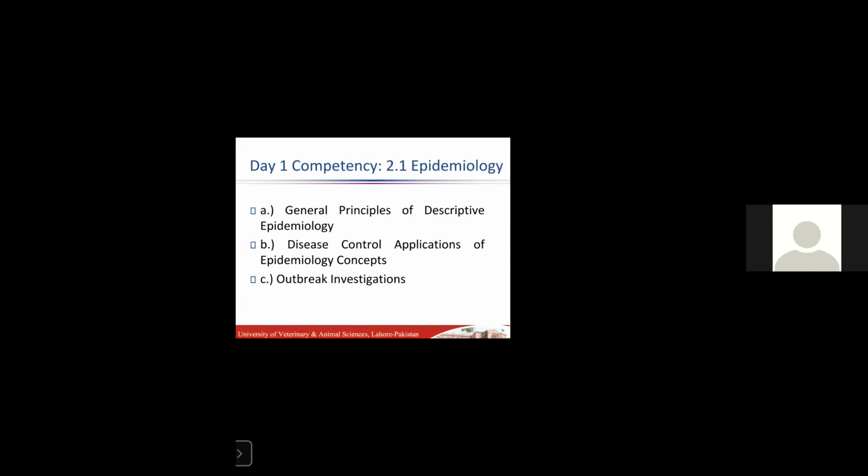Without descriptive epidemiology, it is very, very difficult to control the disease at national and international level. So at day one, graduates must have the knowledge of the epidemiological tools, descriptive epidemiology, analytical epidemiology, computational epidemiology. He must have the know-how to move.